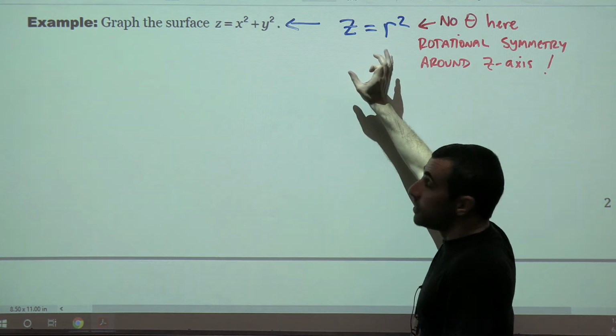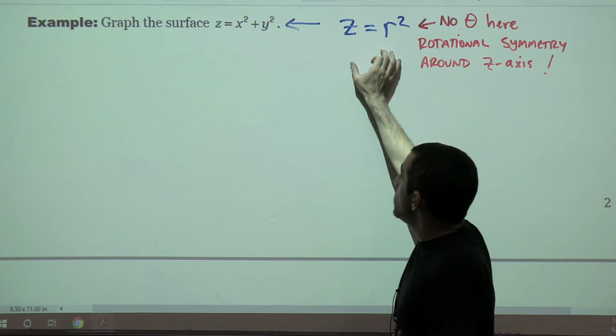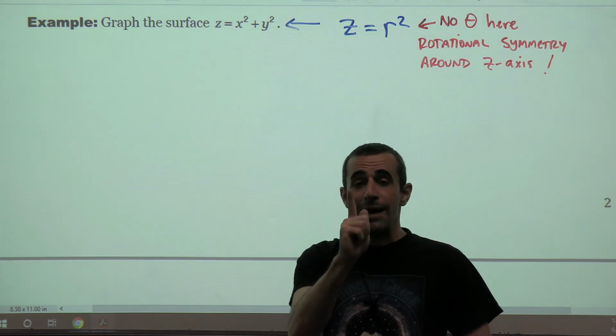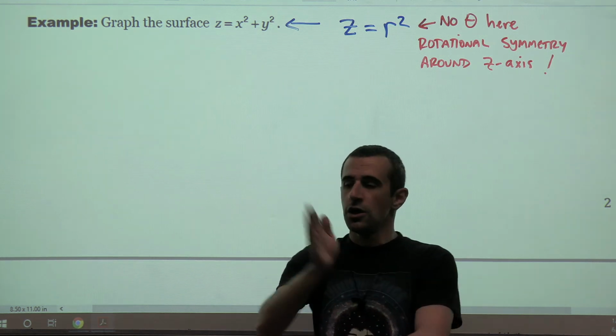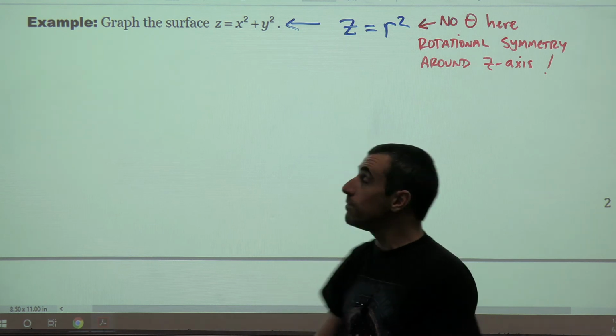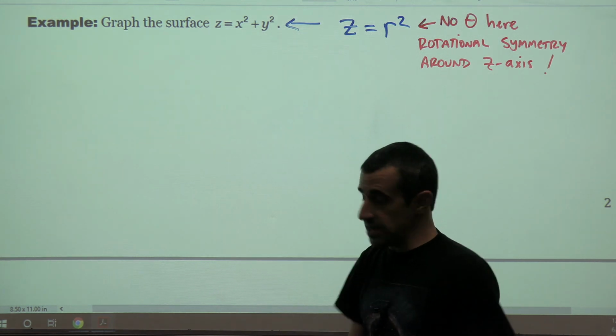And again, the reason why this is rotationally symmetric is because that equation does not depend on theta, which is the angle of rotation. That means that all radial cross-sections, no matter what theta you pick, all those radial cross-sections look the same because that equation does not involve theta.